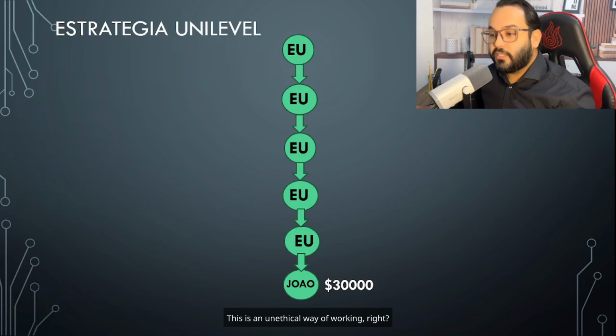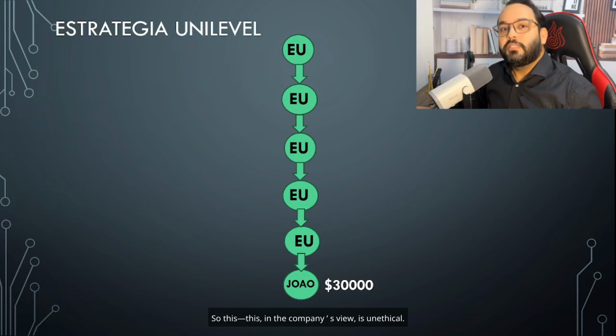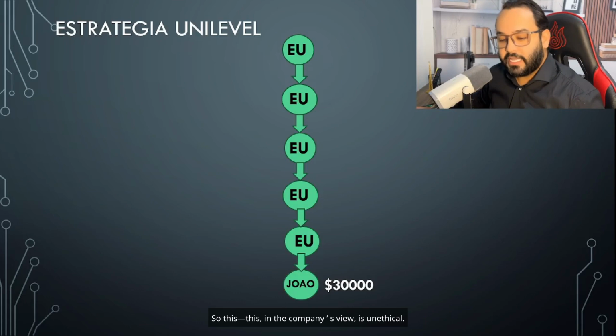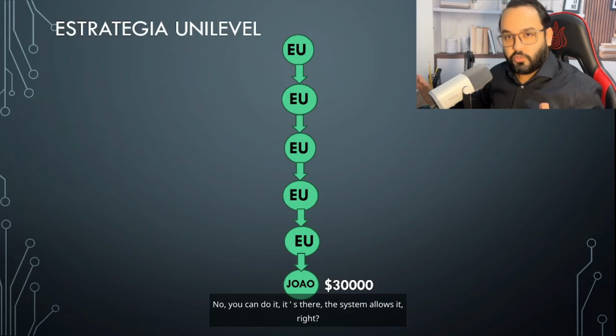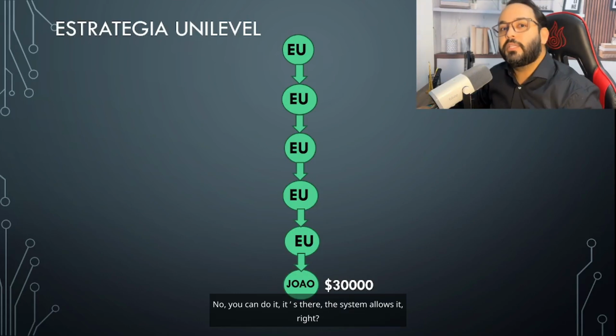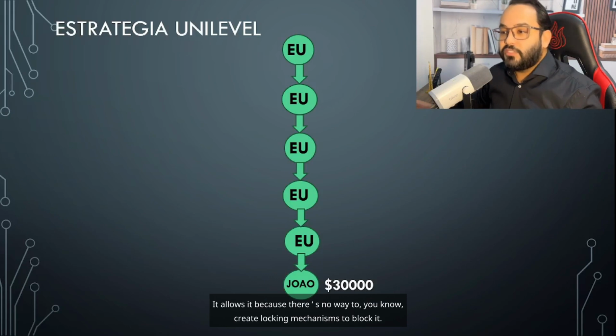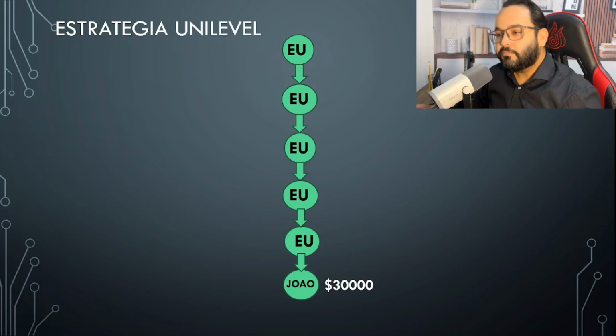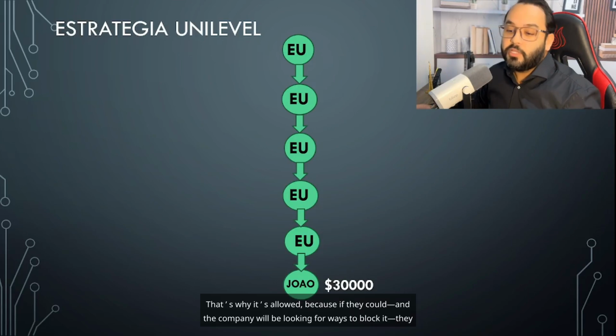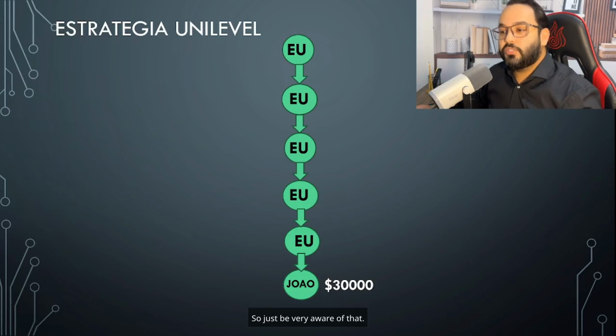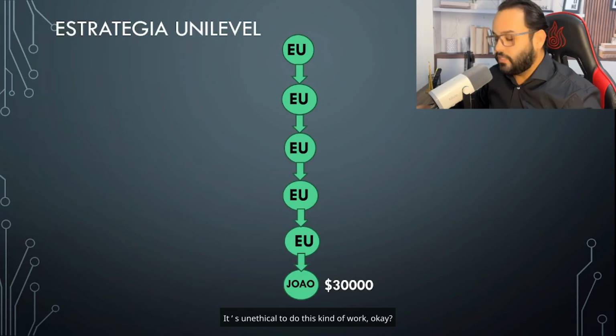This is an unethical way of working, right? So this in the company's view is unethical. Is it wrong? No, you can do it. It's there. The system allows it, right? It allows it because there's no way to create locking mechanisms to block it. That's why it's allowed, because if they could, and the company will be looking for ways to block it, they will block it. So just be very aware of that. It's unethical to do this kind of work, okay?